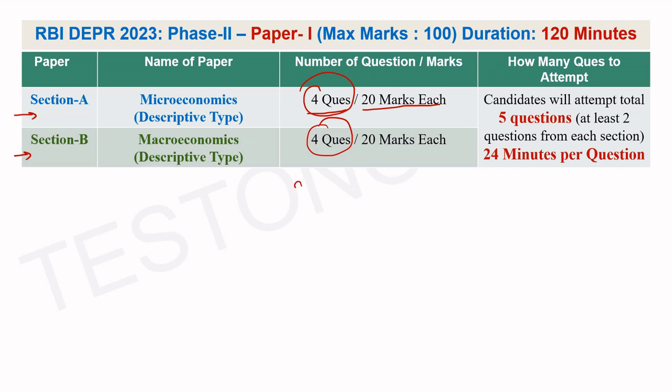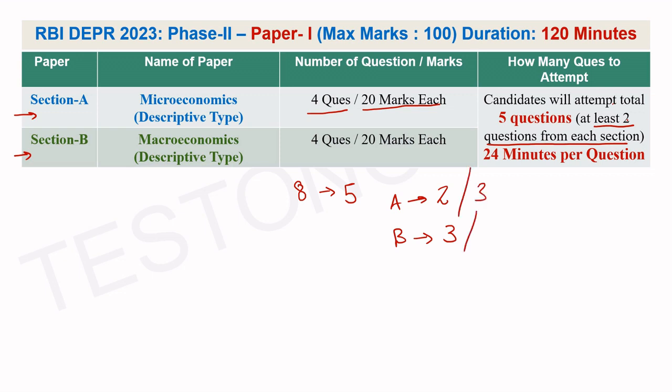Out of these 8 questions, you have to attempt any 5 with the condition that you have to attempt at least 2 questions from each section. That means out of the 2 sections, A and B, in one of these sections, you will have to attempt 2 questions, and in one of these sections, you will have to attempt 3, right? So from where to attempt 2, where to attempt 3, that's of course your choice.